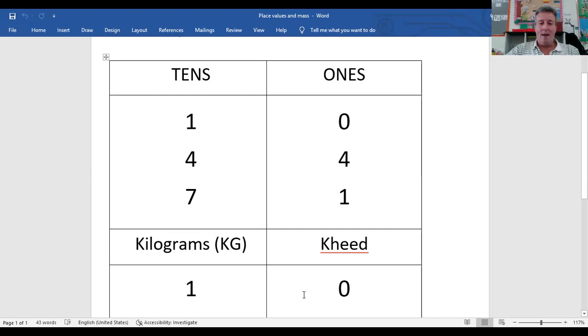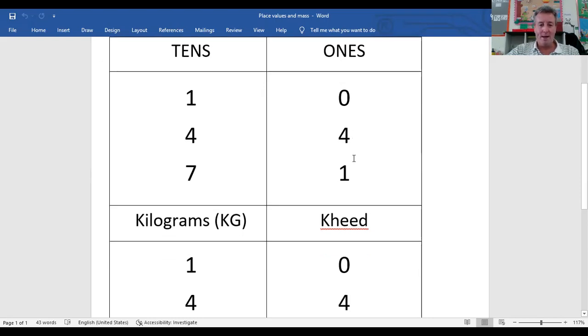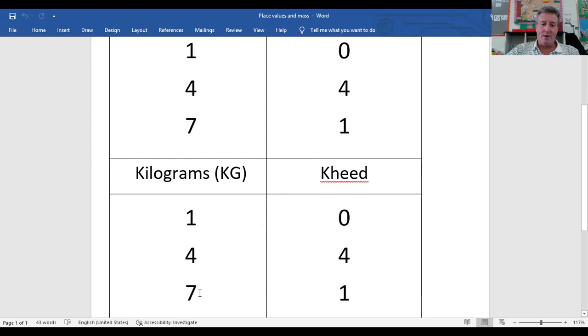1 kilogram and no keyed is 1 kilogram. 4 tens is 40 and 4 ones is 4. 44 kilograms. We say 4 kilograms and 4 kg. 7 tens is 70 and 1 is 71, or 7 kilograms and 1 kg.